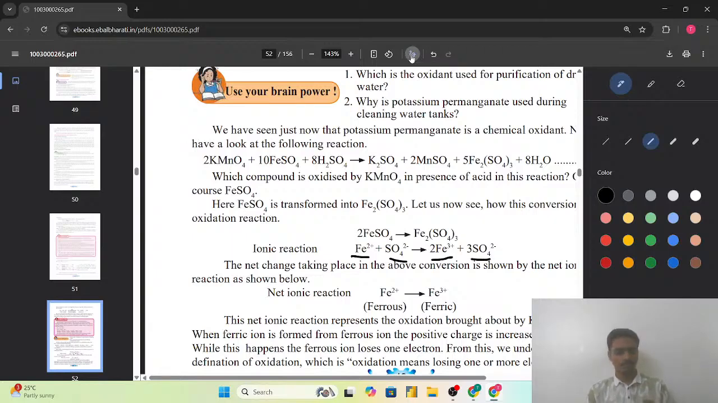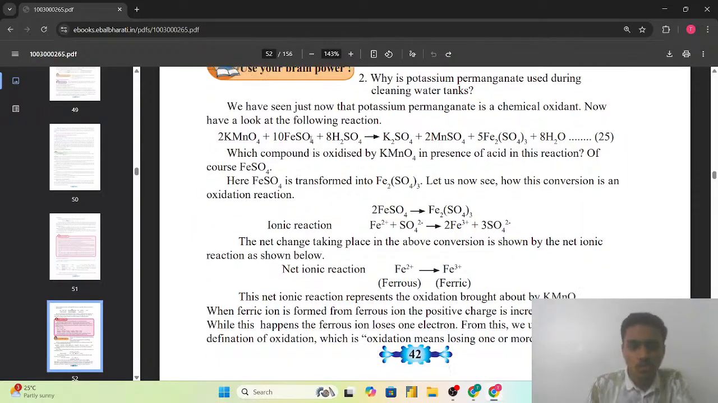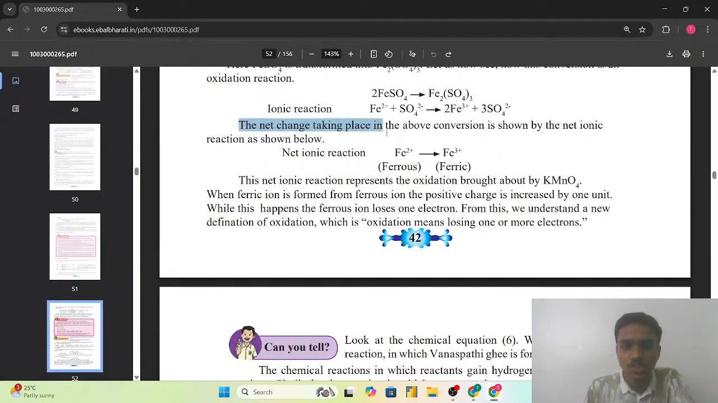What did we see here? That is explained further here. So we have seen here the net change taking place in the above conversion is shown by the net ionic reaction as shown below. What is the net ionic reaction? So Fe2+ gets formed into Fe3+. What happened here? So that ion which is carrying the charge of +2 leads to the formation of the ion Fe3+. So here we have seen ferrous to ferric.